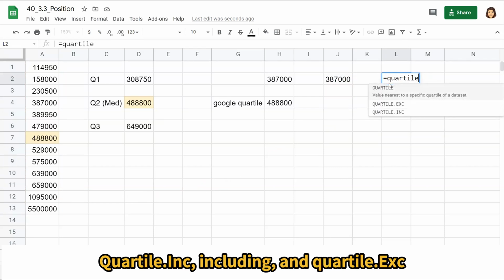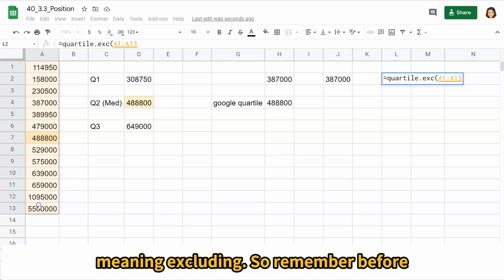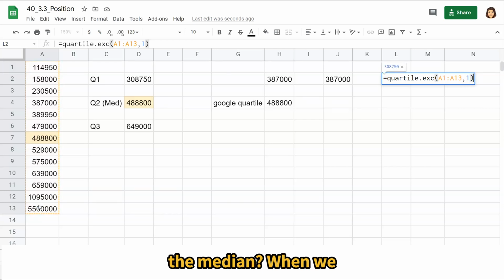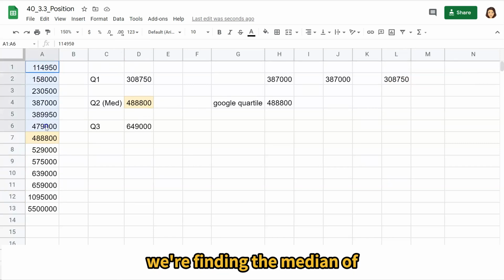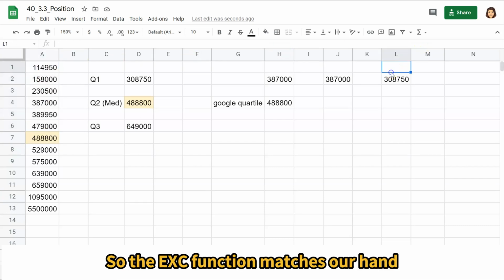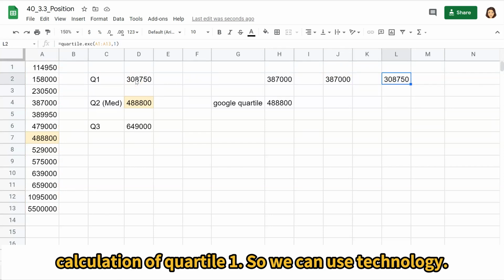Quartile.inc, meaning including, and quartile.exc, meaning excluding. So remember before when I told you to exclude the median? When we exclude the median and calculate quartile 1, we're finding the median of the first half of the data set. So the exc function matches our hand calculation of quartile 1.